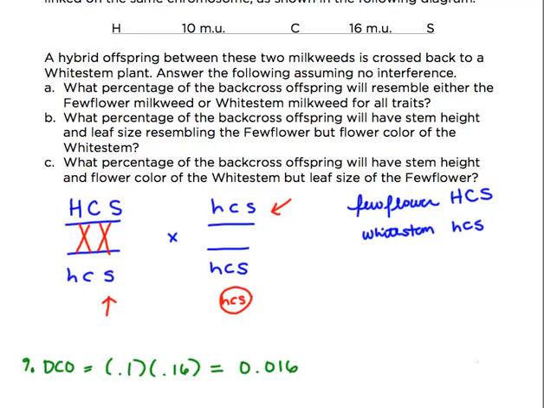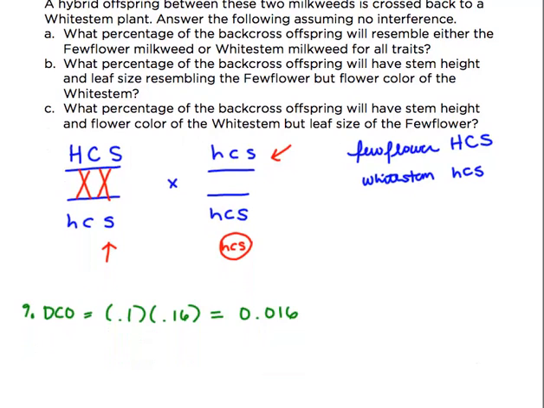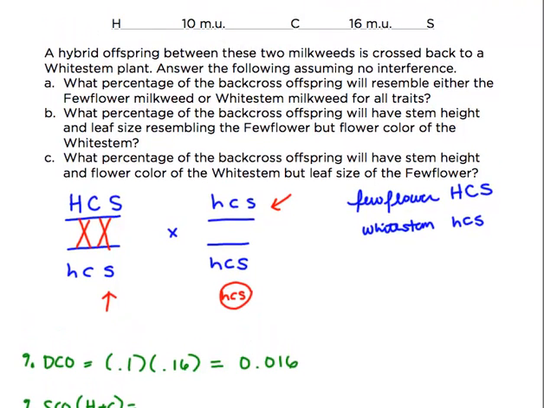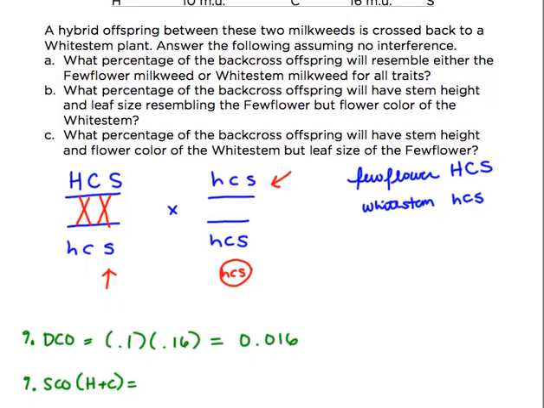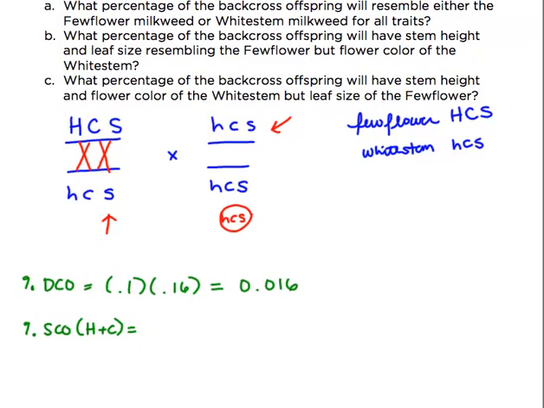Now let's look at the percent single crossover between H and C. Now, because H and C are 10 map units apart, you would think that the percent recombination would be 10%. However, sometimes when there's a crossover between H and C, it's part of the double crossover event. So what we're going to do is do 0.1, which is the total percent, minus the 0.016, which is the percent from double crossover. So when you do this, you get 0.084.